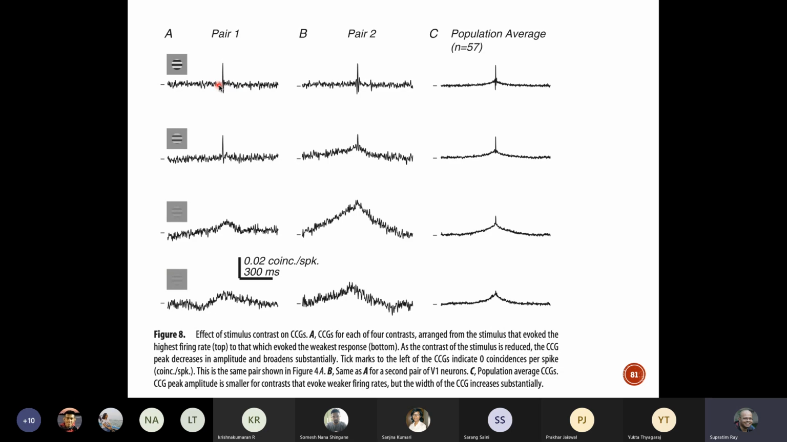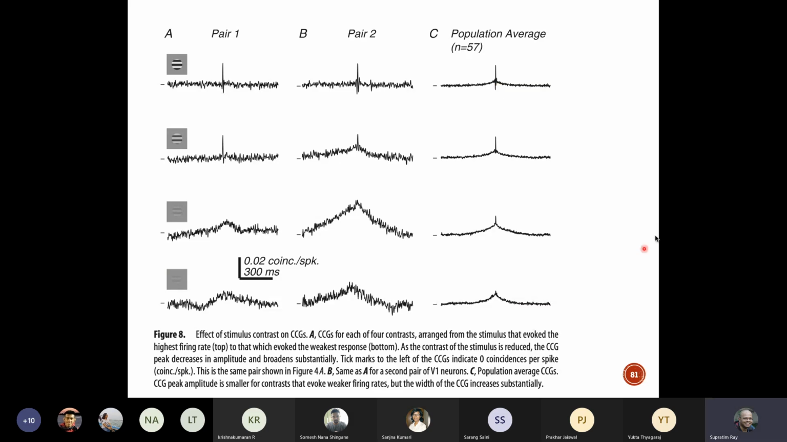What you see here is that at high contrast, you see this nice peak here. As you reduce the contrast, this peak goes away. But on the other hand, this bump here starts to appear, this sort of larger time duration, but slowly increasing bump. This is the time axis here, and that sort of disappears at high contrast.